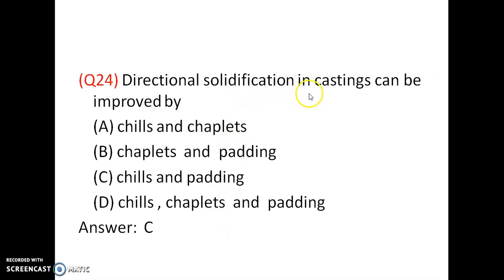Directional solidification in castings can be improved by: chills and chaplets, or padding, or chills and padding. During solidification, chills and paddings are used to obtain directional solidification. So option C is correct.